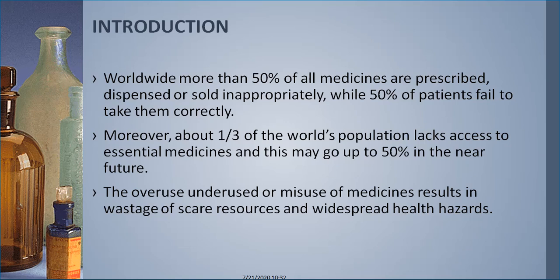I have traveled elsewhere and I needed to buy a medicine for a condition I was suffering at that time. And I roamed a lot of pharmacies and chemical shops. I did not get the medicine. And that's when I understood the problem of irrational use of medicines. So please, we should ensure that people get their medicines only when we are sure they are having a condition and they need a medicine. The overuse, underuse, or misuse of medicines results in wastage of scarce resources.